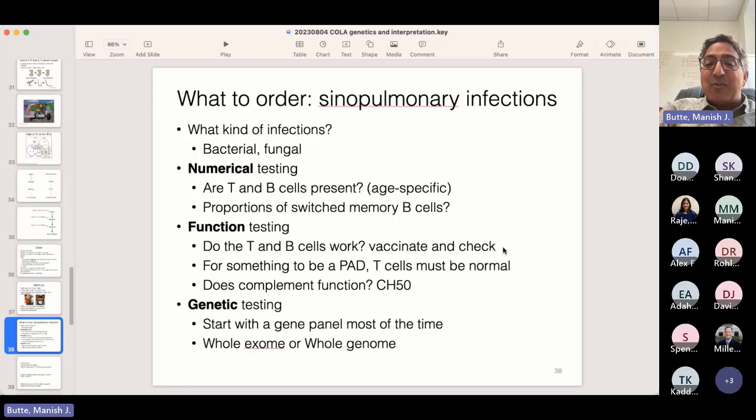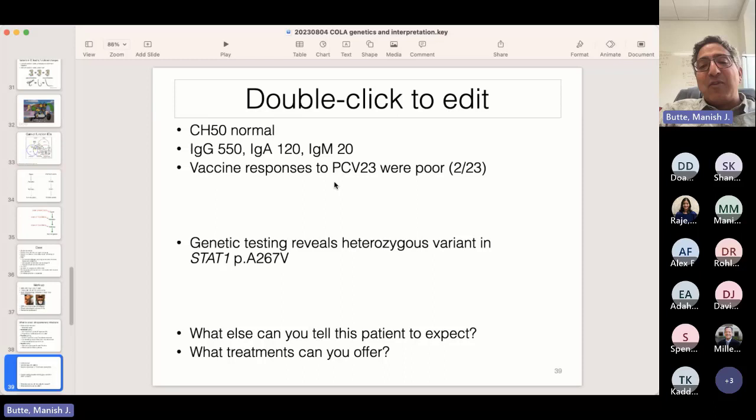If you're going to call her an antibody deficiency, you want to make sure her T cells are normal. Maybe you want to test complement function. So there's a number of tests that you do that are both numerical and functional. And then you'll often want to do genetic testing as part of the workup of these kinds of patients. Maybe you find that she's mildly hypogammaglobulinemic. Maybe you find that she has very poor antibody responses to vaccine antigens. And maybe you find that she has a genetic variant, a heterozygous variant in a gene.